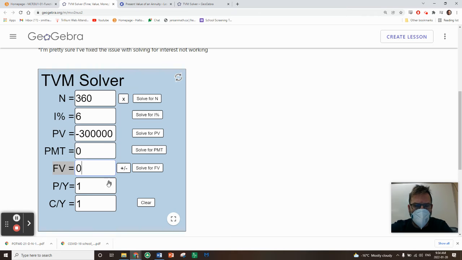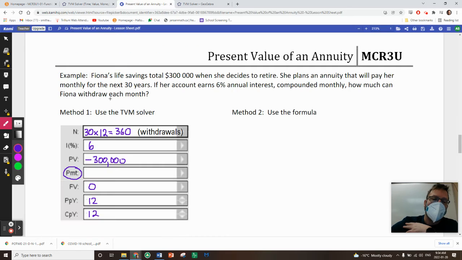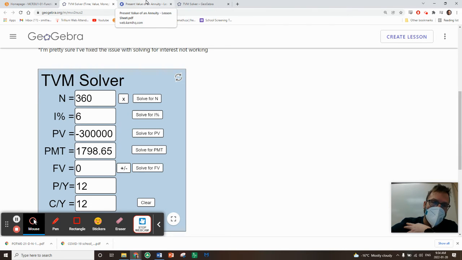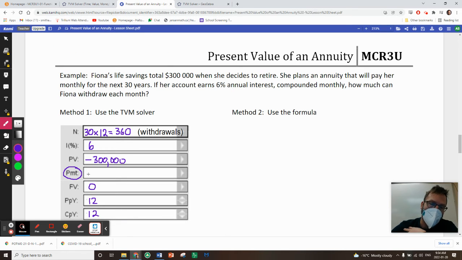FV is 0. Another monthly problem. PMT is positive because she's getting that money. 1,798.65. You guys get the same thing? All right. So let me just get that down on my sheet. Already forgot the number. 1798.65. Okay. Method 2, we're going to use a formula.